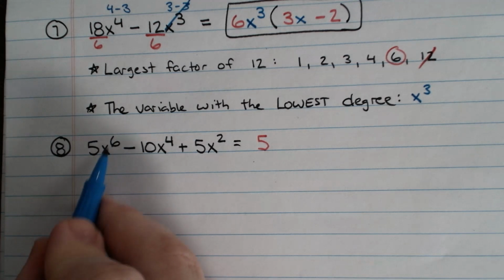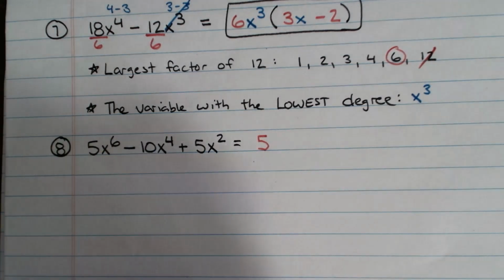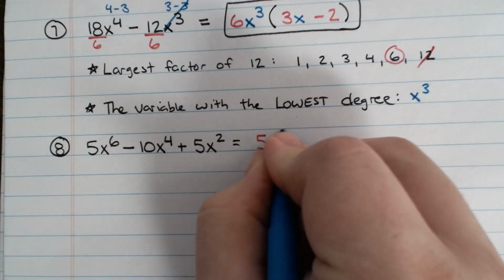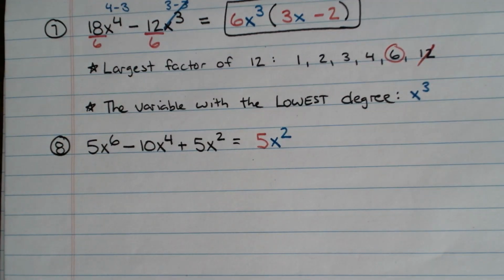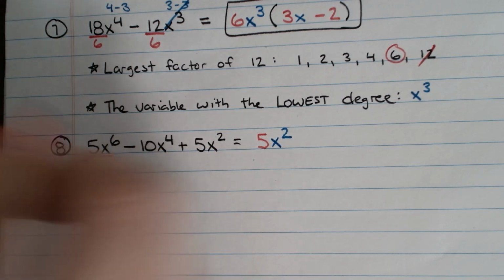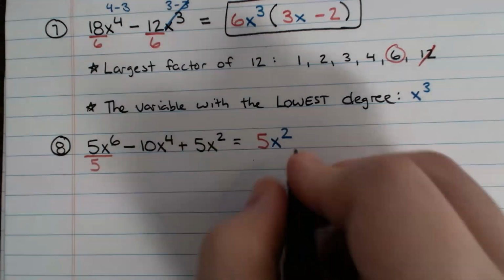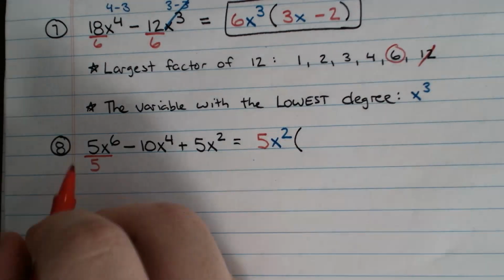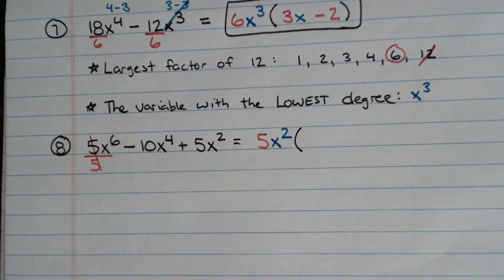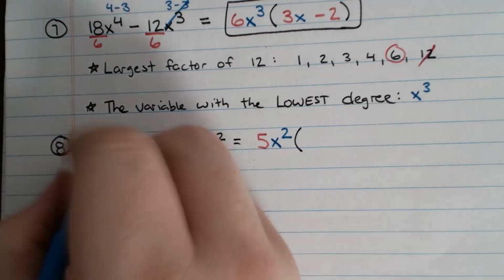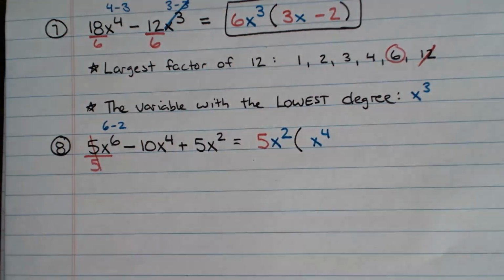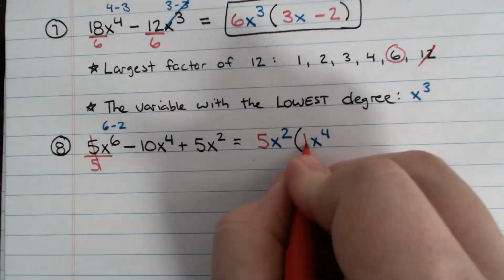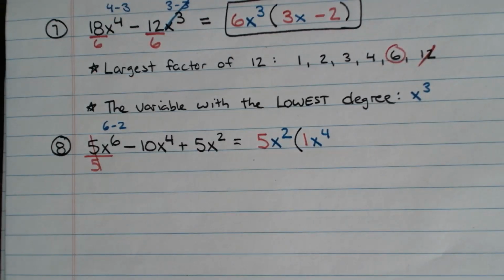For the x's, I've got x to the 6th, x to the 4th, x squared. What is the lowest degree? The smallest exponent? 2. The GCF is 5x squared. Carry out all the divisions. 5 divided by 5 is 1. X to the 6th divided by x to the 2nd, 6 minus 2 is 4. You can just call this x to the 4th or 1x to the 4th. It does not matter. Just know in a multiple choice, the 1 would not be there.